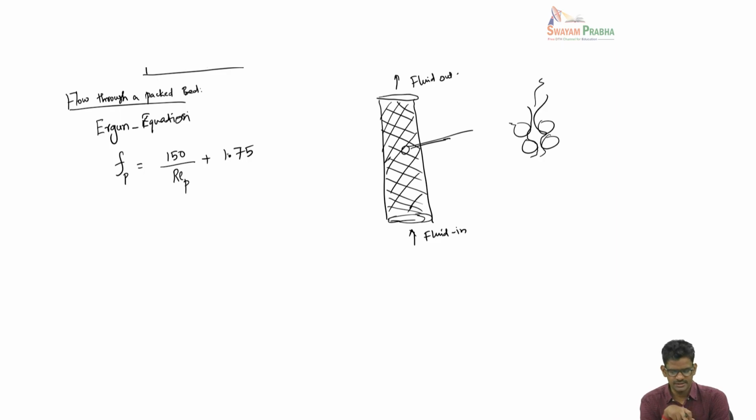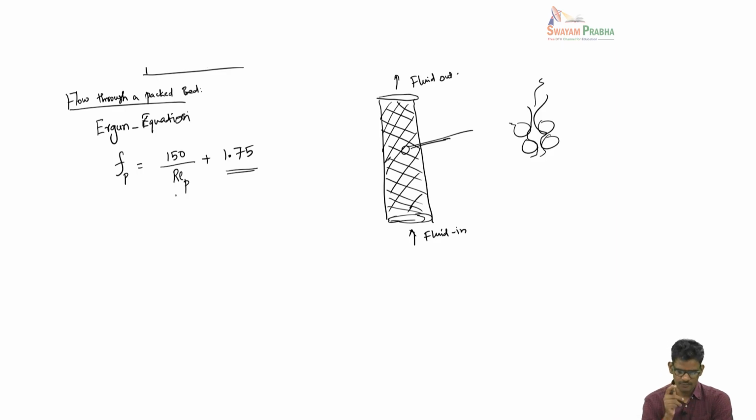If you look at this, it has a similar functional form to the Hagen-Poiseuille equation. There we had f equal to 16 by Re, which is a theoretical result. You can derive it. So inspired by that formula, the Ergun equation is written in a very similar form. You have an additional constant here, and then you have this inverse dependence on the Reynolds number, and the prefactor is also there.